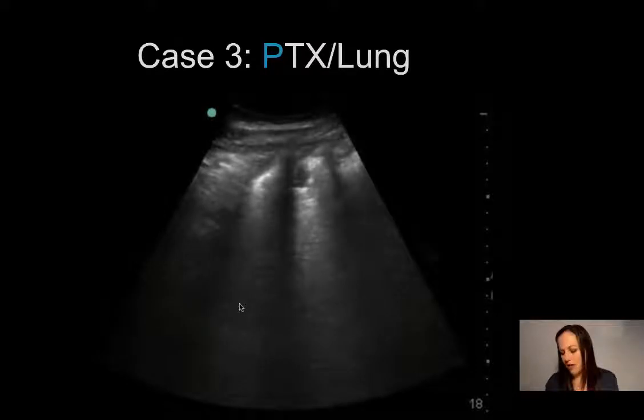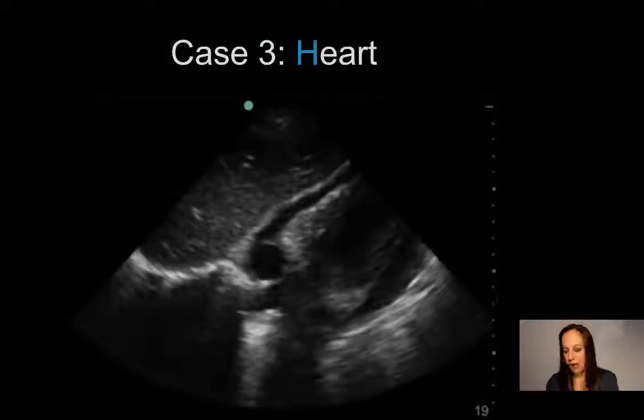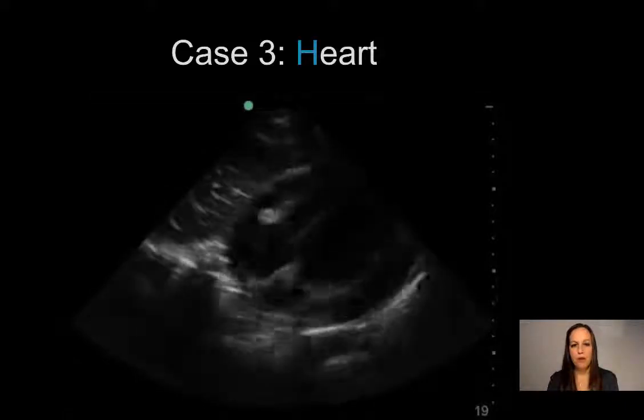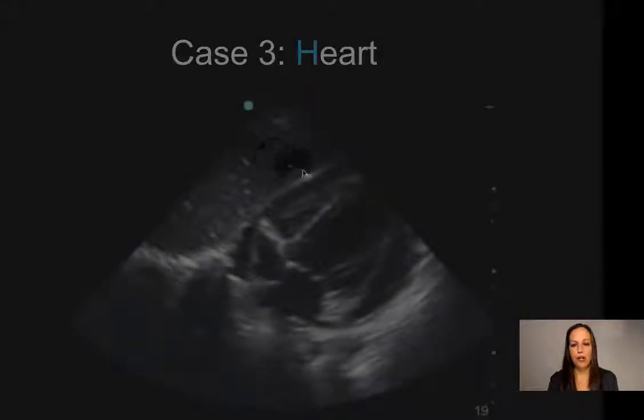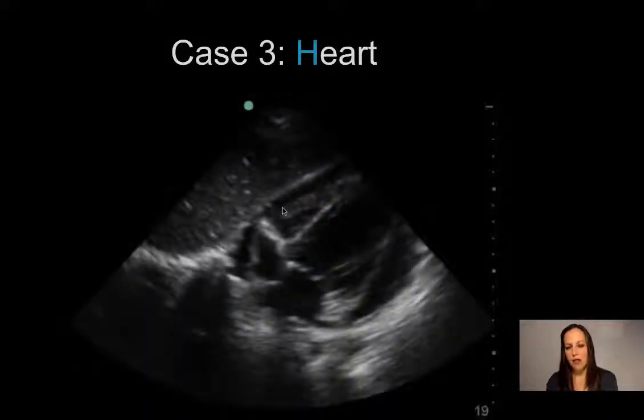And we'll go back to the H because that's the most interesting part. We obviously should have started with the H. Now you can see here, this is a subxiphoid view. We can look at the liver on top. We have a circumferential pericardial effusion. The right ventricle collapses with contraction, and this is a case of tamponade.